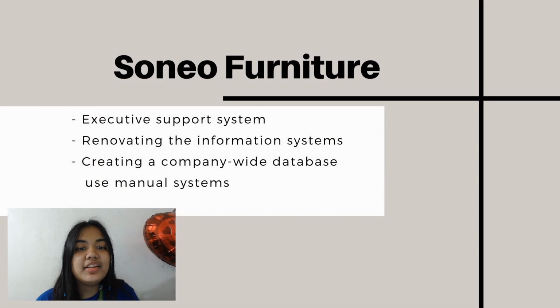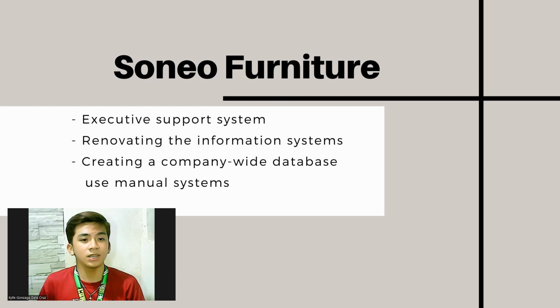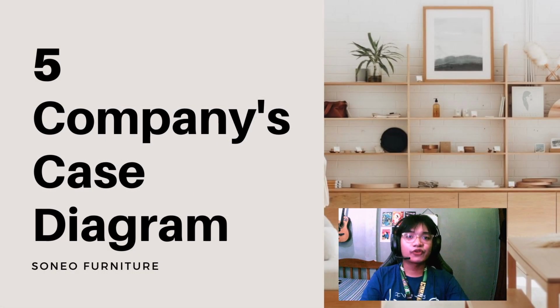To sum up, the information system Sunea Furniture utilized is the executive support system because of the increase in demand, such as an increase in sales and expanded product line. Alex renovated Sunea Furniture's information systems, which resulted in a company-wide database and application that work with this database. Additionally, they used manual information systems before, but as their business grows, they need to improve it to do better performance in their business. Let's now go to the use case diagram for Sunea Furniture.